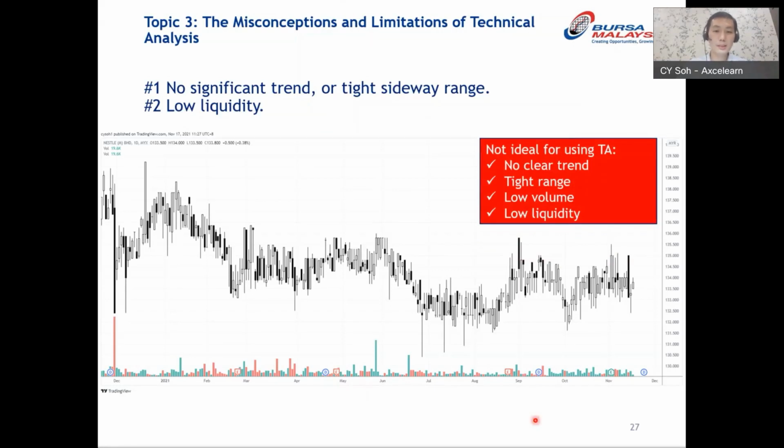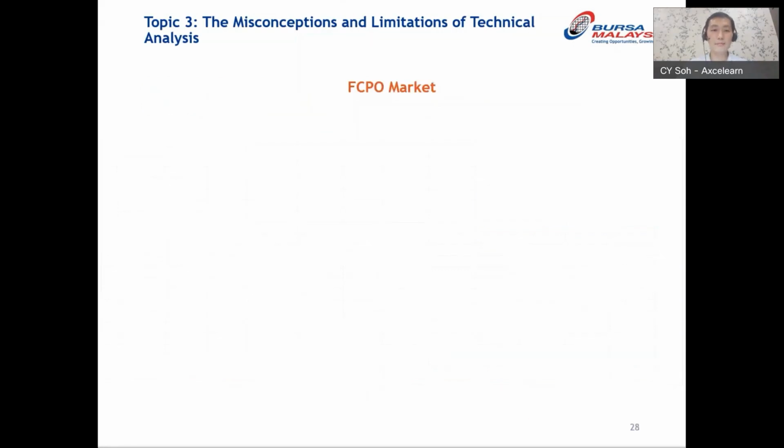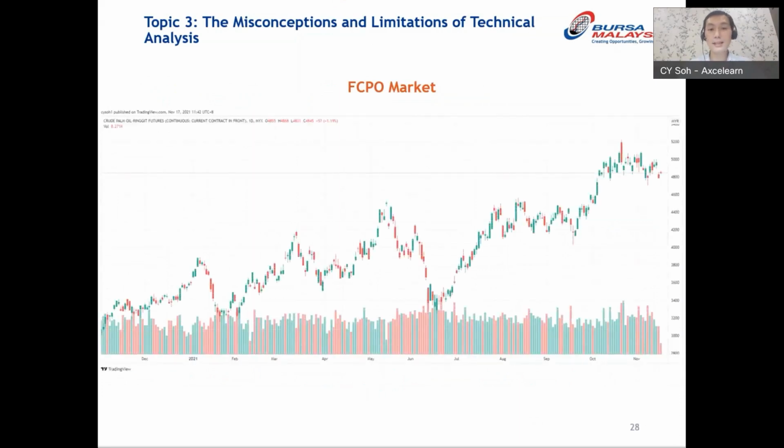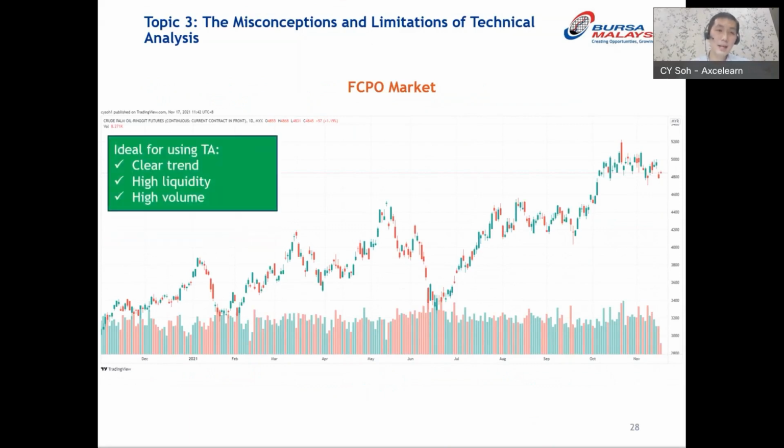So don't use this for your technical analysis. However, you can use technical analysis in your futures market, because in futures market, we are fortunate that we have a very, very clear trend, for example, FCPO. There's a very good trend. There is also high liquidity. There is high volume traded every single day.